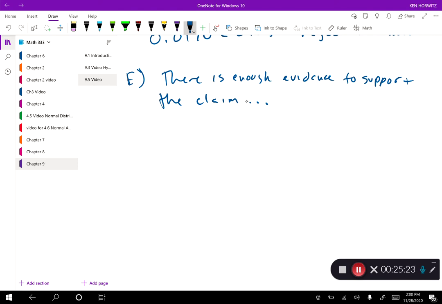So there's a quick review of our p-value method. It can be used here at this point. So just be aware that it is an option for you.